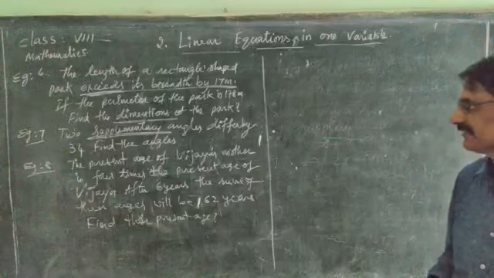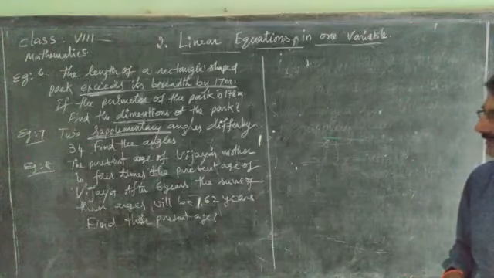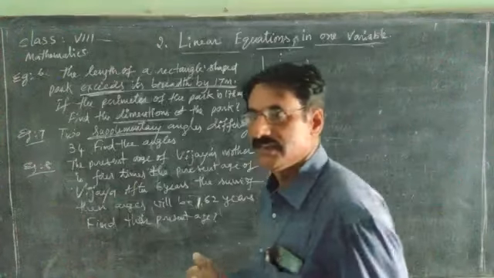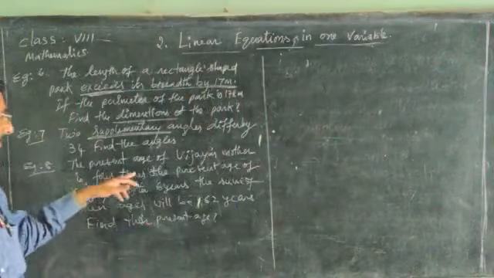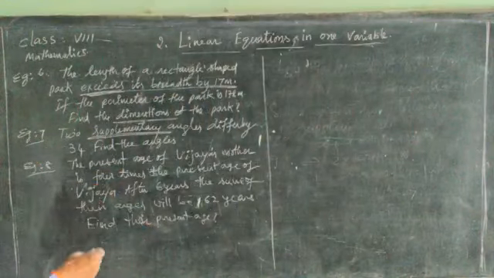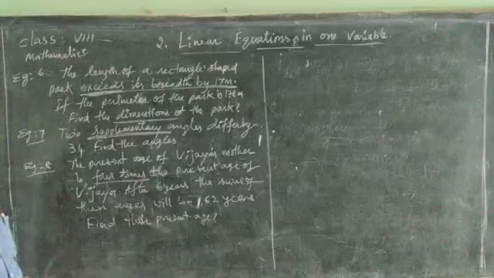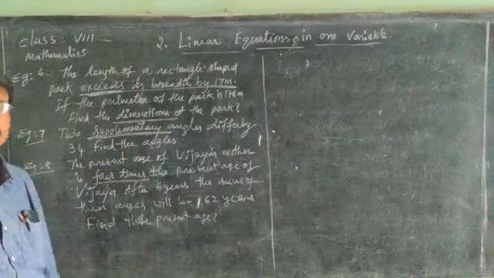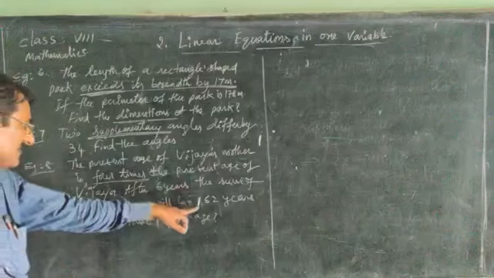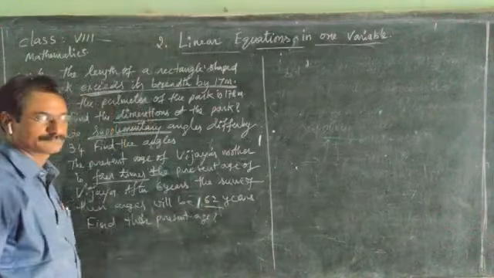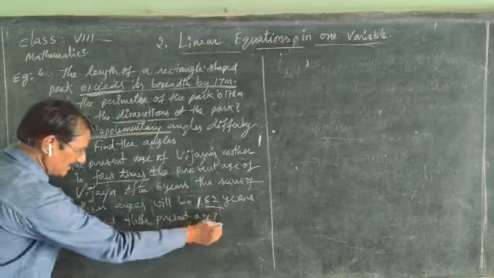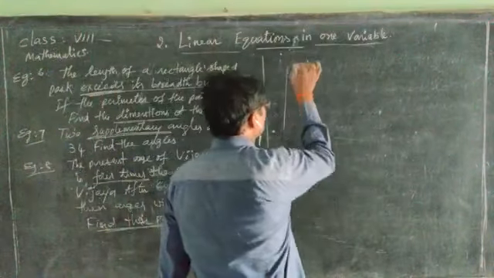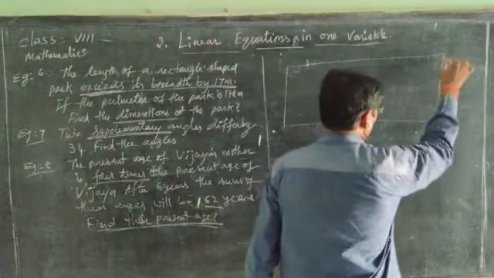There are two persons here: Vijaya and her mother. What are their present ages? Vijaya's mother's age is how many times that of Vijaya? 4 times. After 6 years, the sum of their ages will be 62. The question is, find their present ages. Just to understand this sum, observe this table.